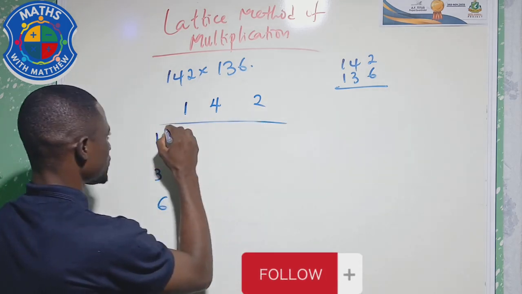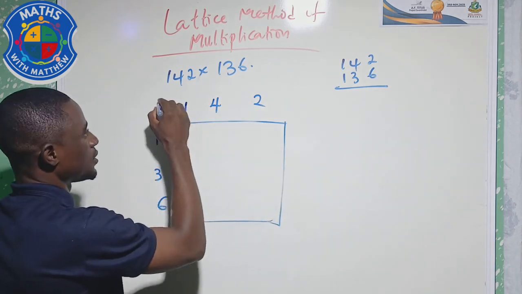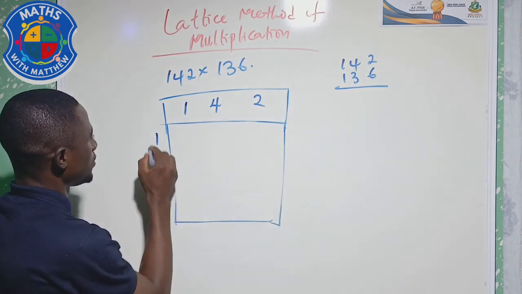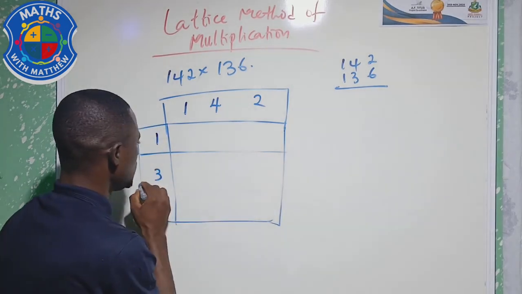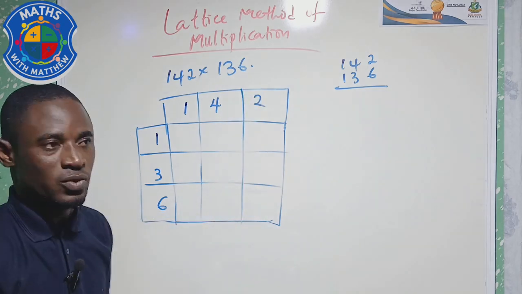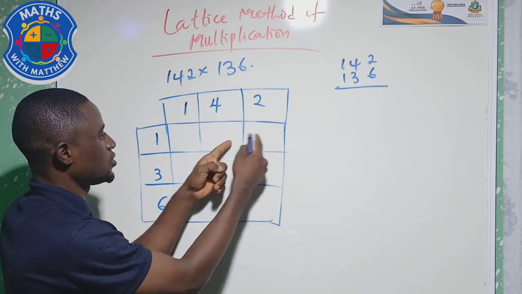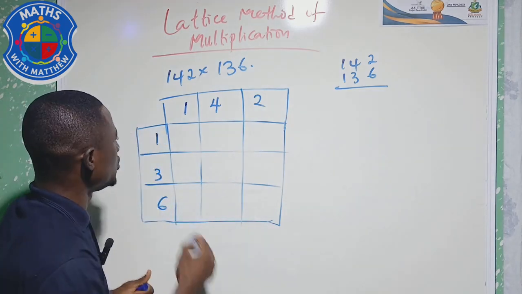Look at what we have here. Okay, let me extend this. Now we also have this on the other side. I have this, and I have this. The next thing we want to do is divide each of these boxes into two, that is, tens and units. So how do we do that?